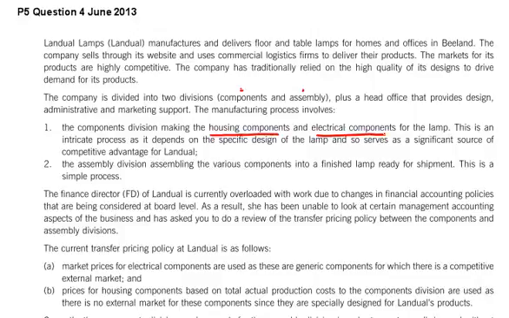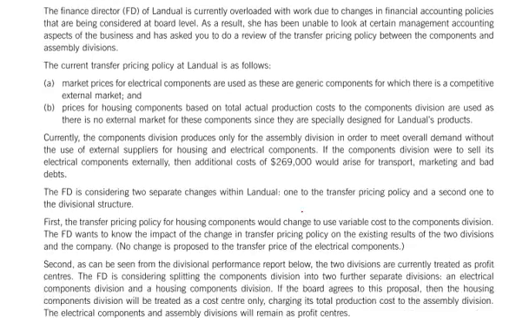The finance director is currently overloaded with work, so he's put work onto you, particularly with the transfer prices. The current transfer pricing policy is as follows. Market prices for electrical components. These are generic components for which there is a competitive external market. And generally speaking, there's a lot of strength to be had in setting a transfer price at a market price or close to a market price, because this is perceived as fair.